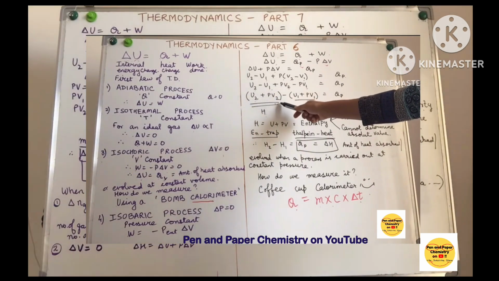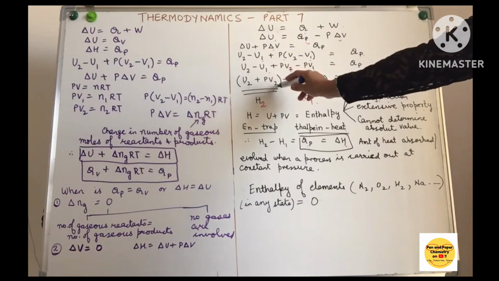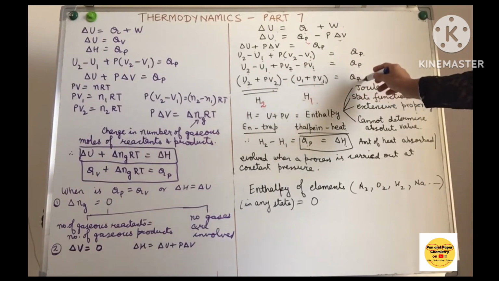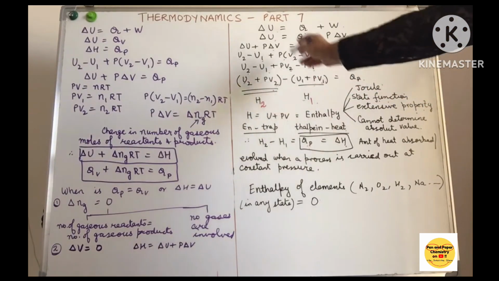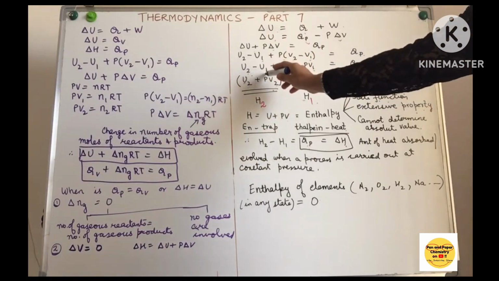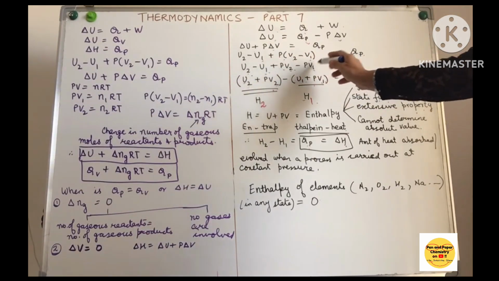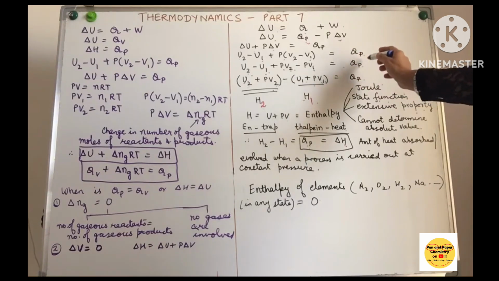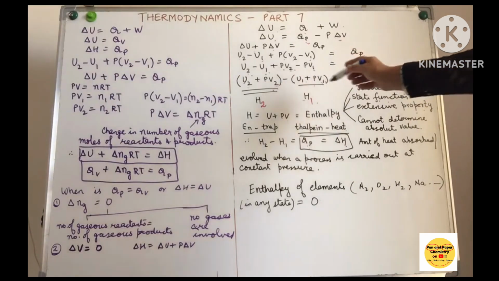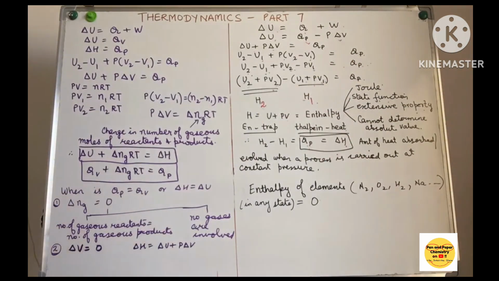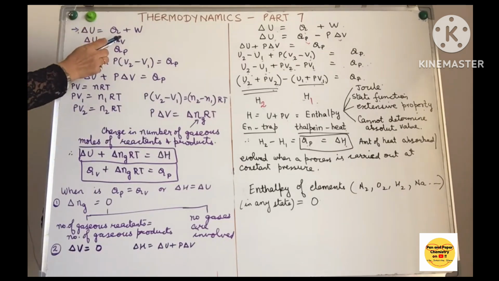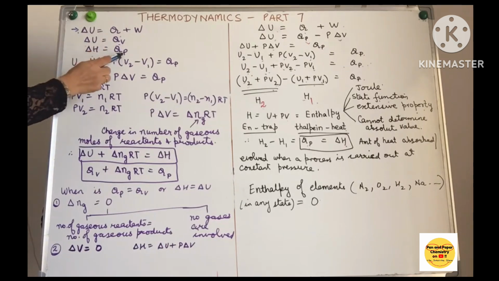Building up from where we left, U2 plus PV2 minus U1 plus PV1 is QP is what we had reduced yesterday. Rearranging them, we get U2 minus U1 plus PV2 minus PV1 is equal to QP, that is the amount of heat absorbed or evolved at constant pressure, where we had introduced also the concept of H, that is enthalpy. So now we have the first equation from the first law of thermodynamics, delta U is equal to Q plus W. Delta U is also equal to QV, we had derived. Delta H is equal to QP.